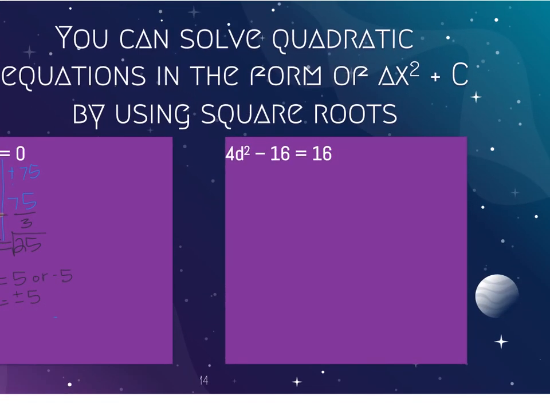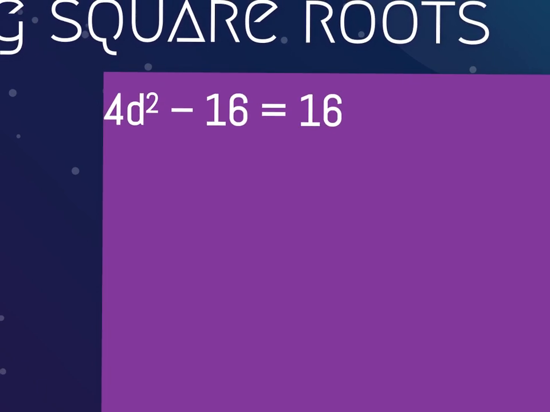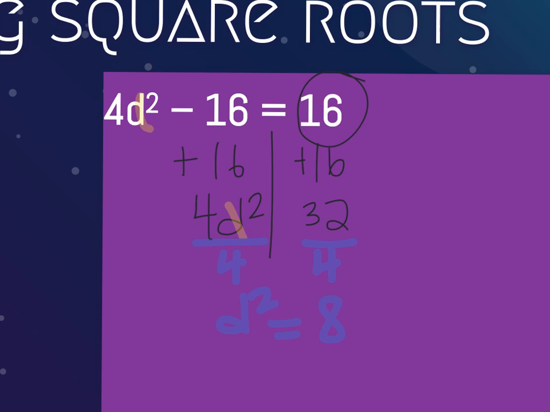Let's do one more. This time, it's changed just a little bit in that I have a number other than 0 right here. But honestly, I'm just going to add the 16 to get 32 equals 4d squared. Just because I have this d here doesn't change the fact that I still need to get the d by itself and then find the square root. So the first thing I'm going to do is divide by 4. Now I get d squared equals 8.